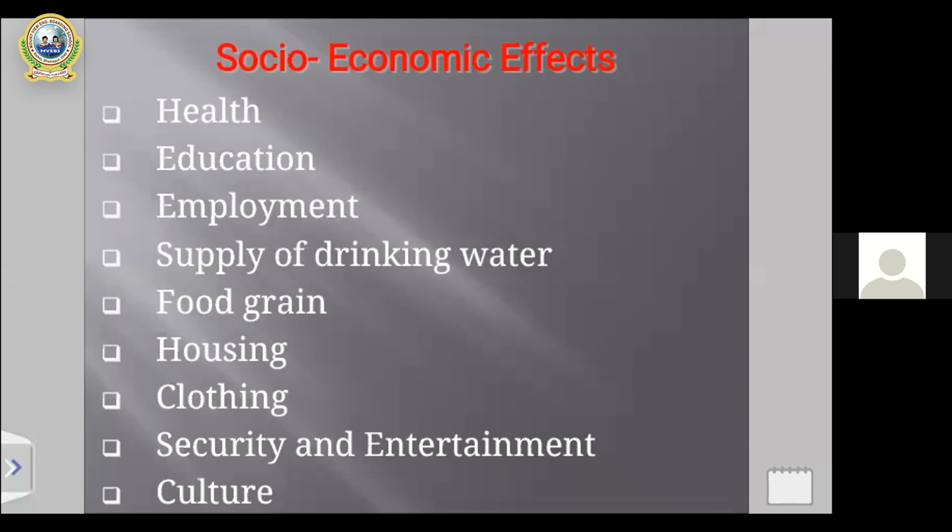Now to share views about health, the first socio-economic effect of rapid population growth rate. As I told you, there are very minor points, so that's why today in this class we are going to interact about the rapid population growth rate.